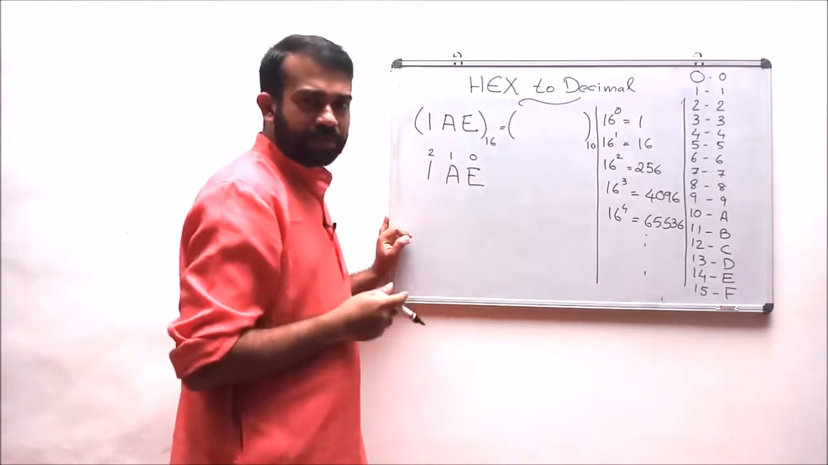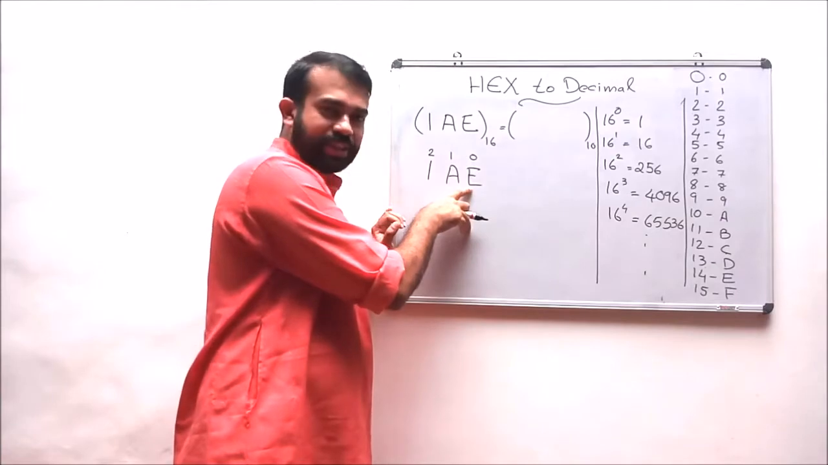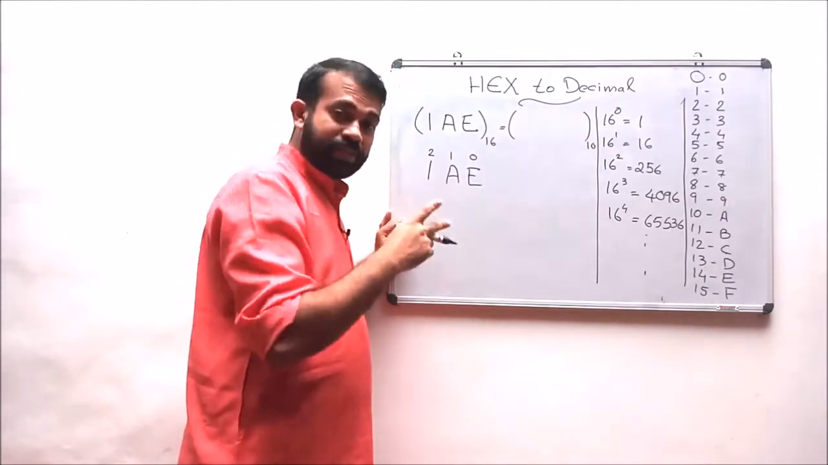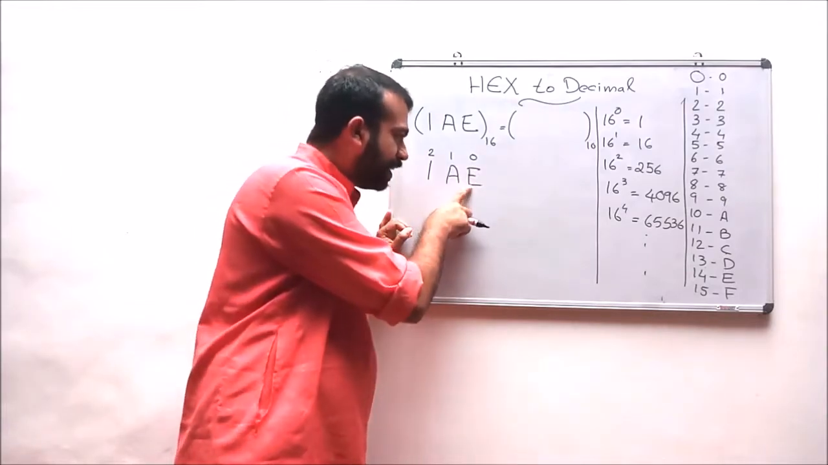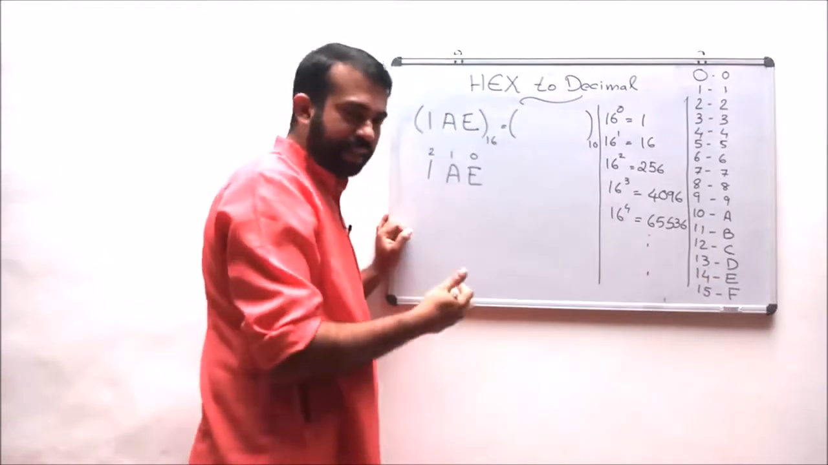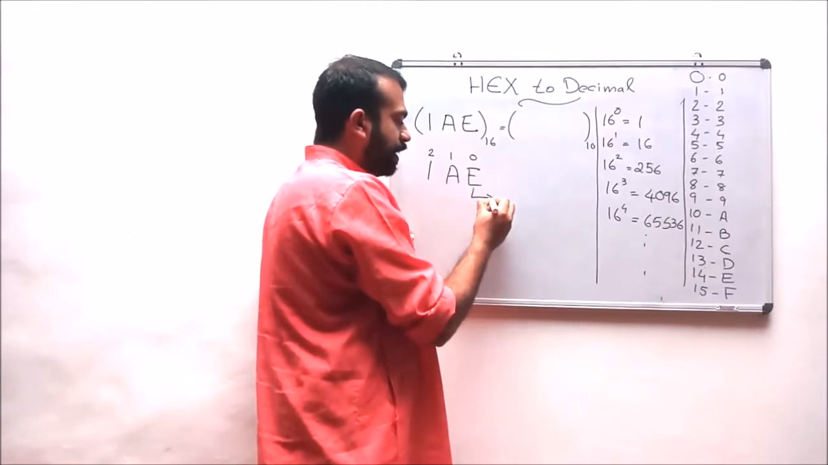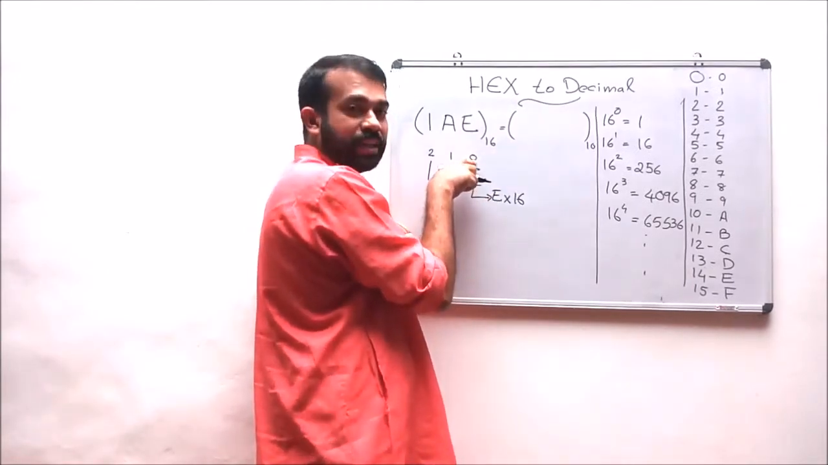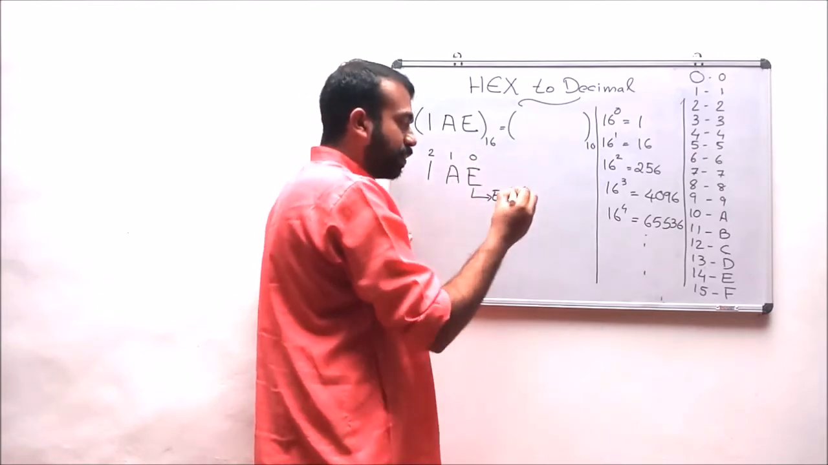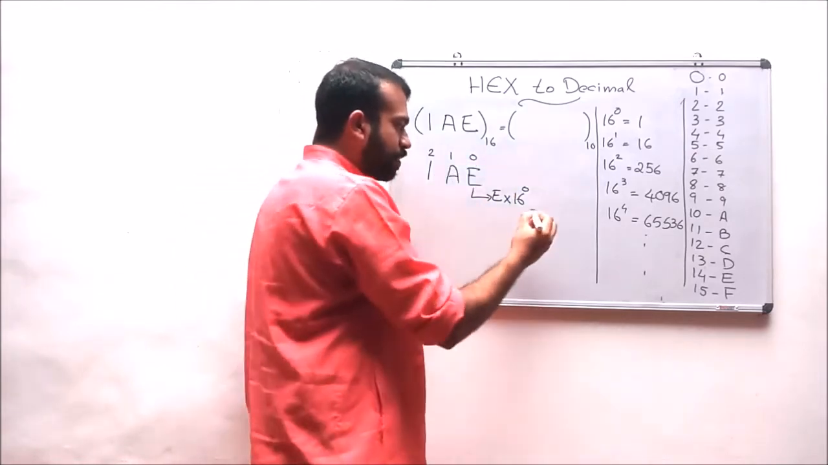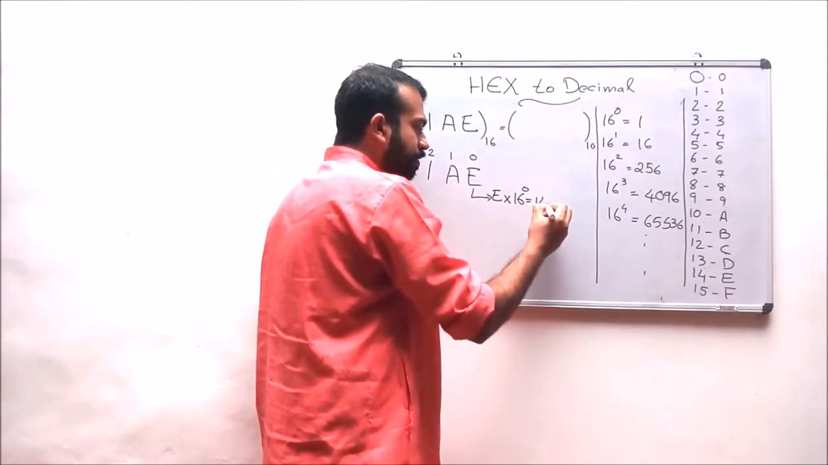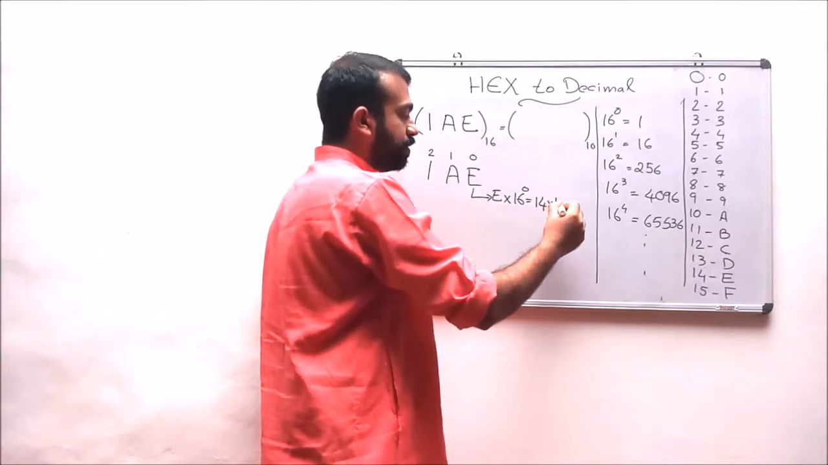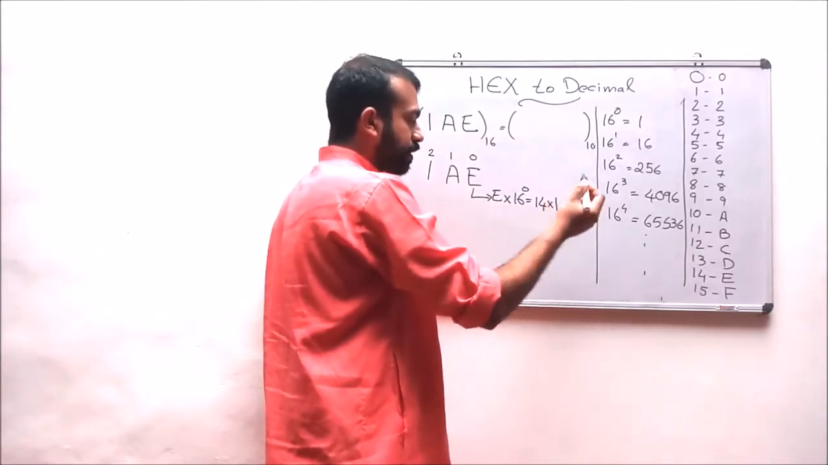In the second step, what we have to do is consider each digit and multiply it with the positional power of 16. The digit E is equivalent to 14. So E is multiplied with 16 raised to 0, since its position is 0. 14 multiplied by 16 raised to 0, which is 1, is equal to 14.